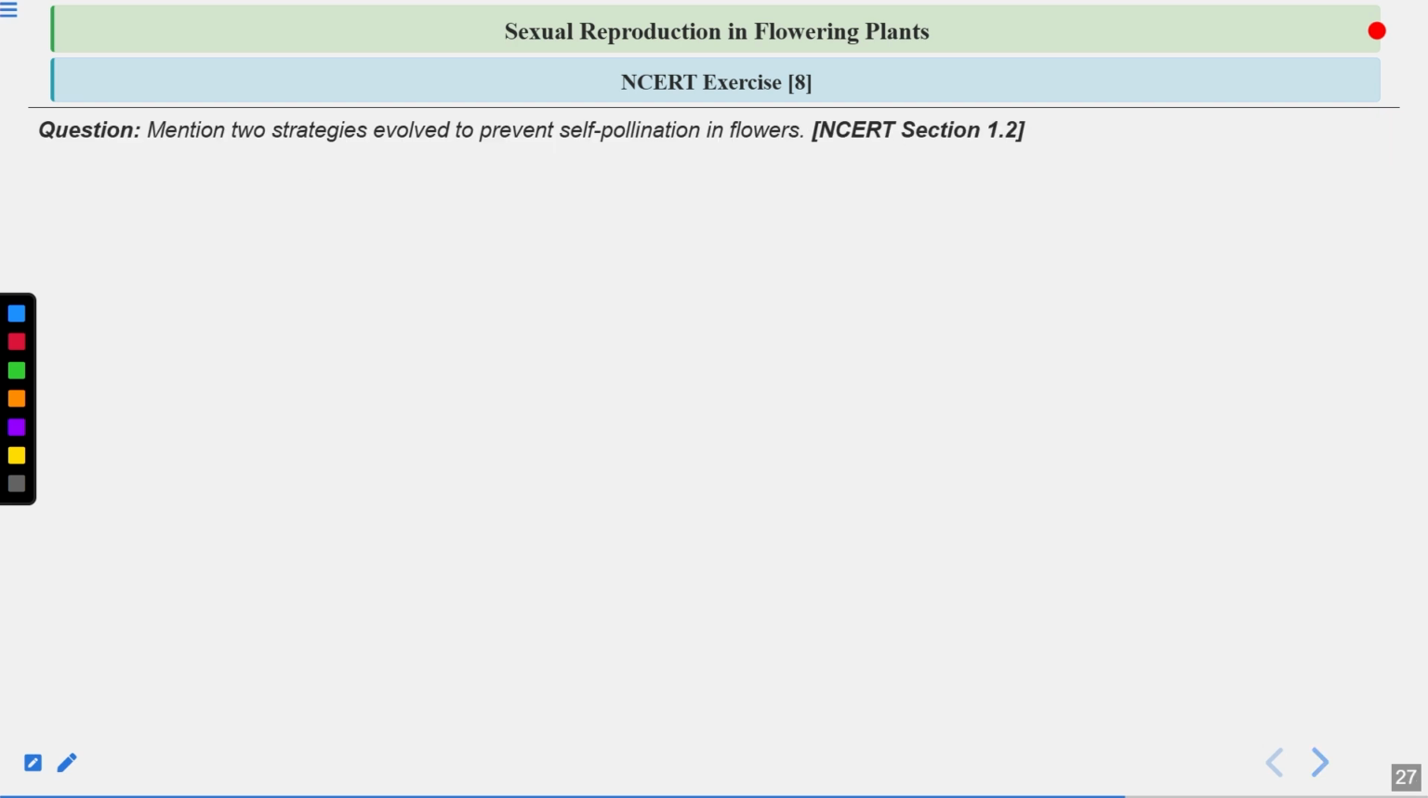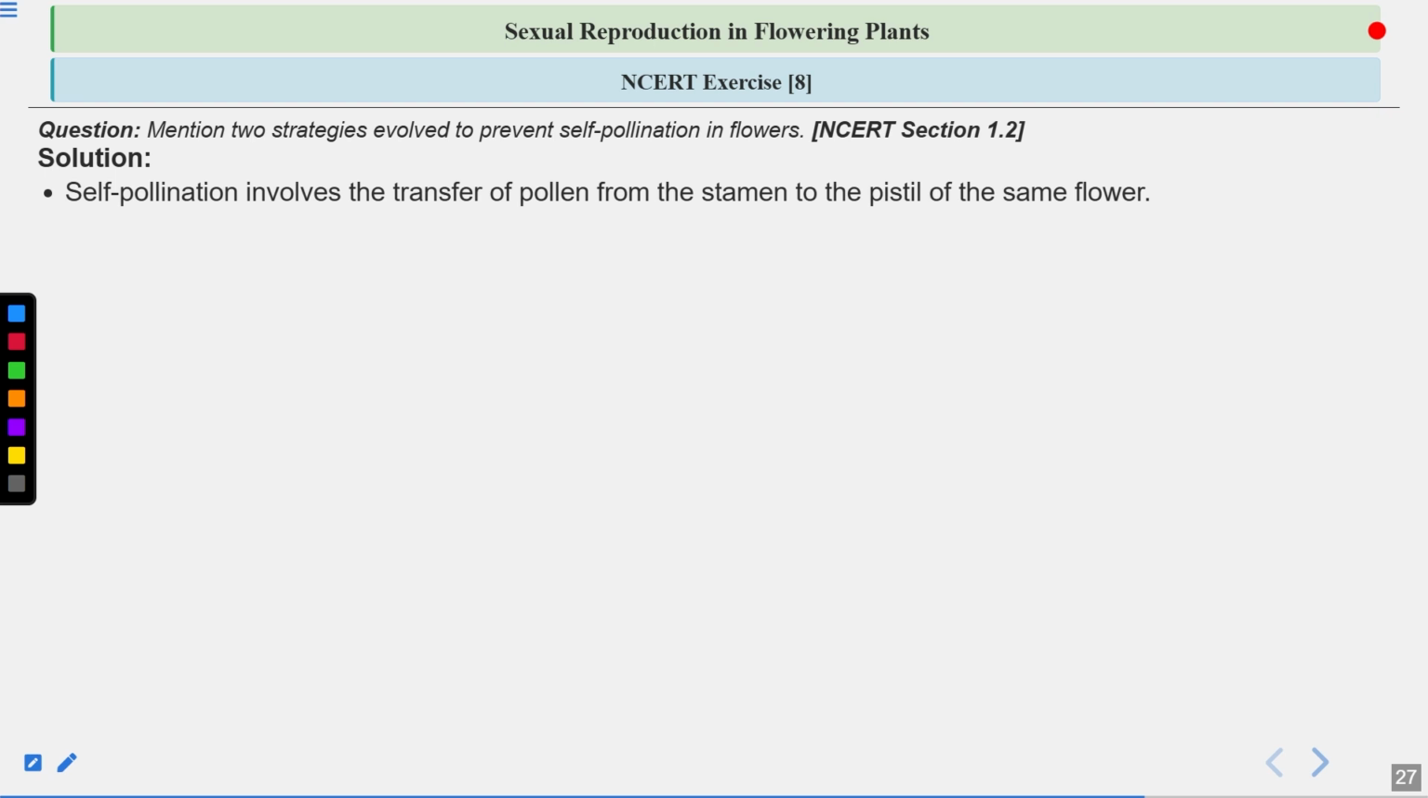So this was the question and let us see the answer. Self-pollination involves the transfer of pollen from the stamen to the pistil of the same flower. Now this point is very important. Same flower. The pollination is occurring from the stamen part to the pistil part. From the anther the pollen grain is released and it falls on the stigma of the same flower. So this is the self-pollination.